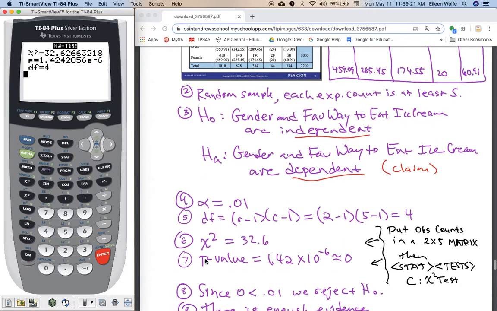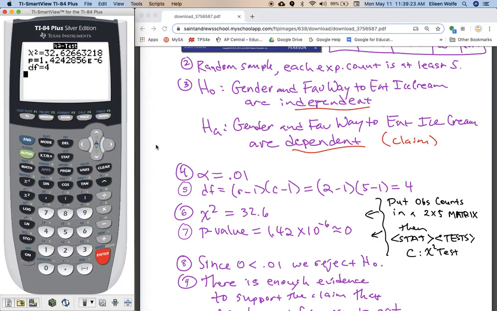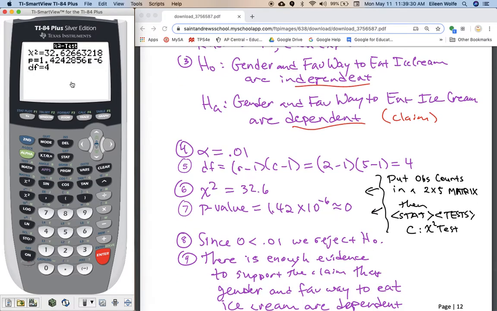Out comes the chi-square statistic of 32 point something, and the p-value, don't miss the e-6 on the end, so we roughly have a p-value of 0. Notice the degrees of freedom are on the screen as well, so we have 4 degrees of freedom.